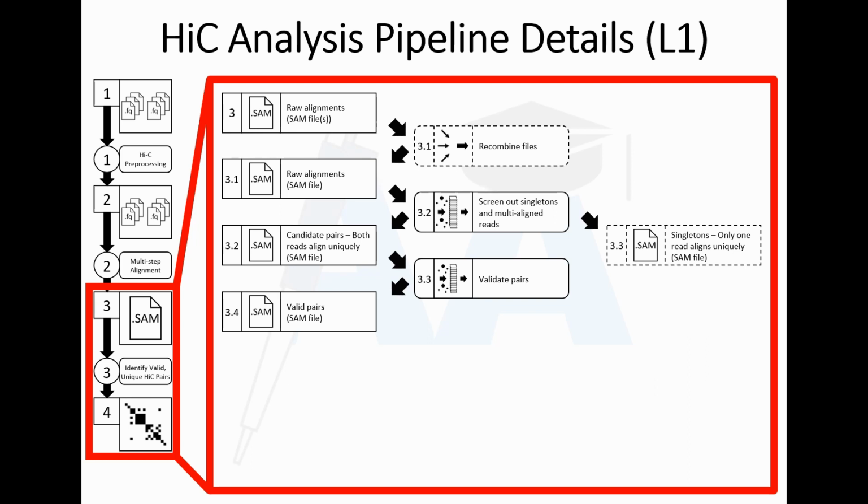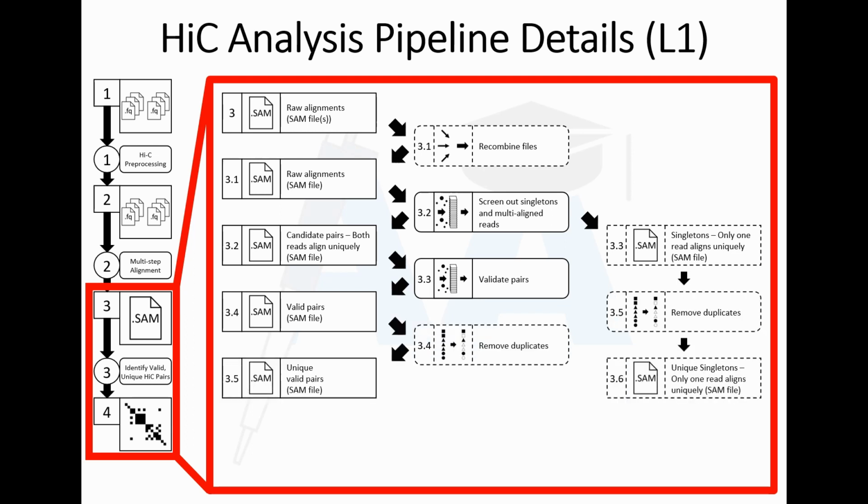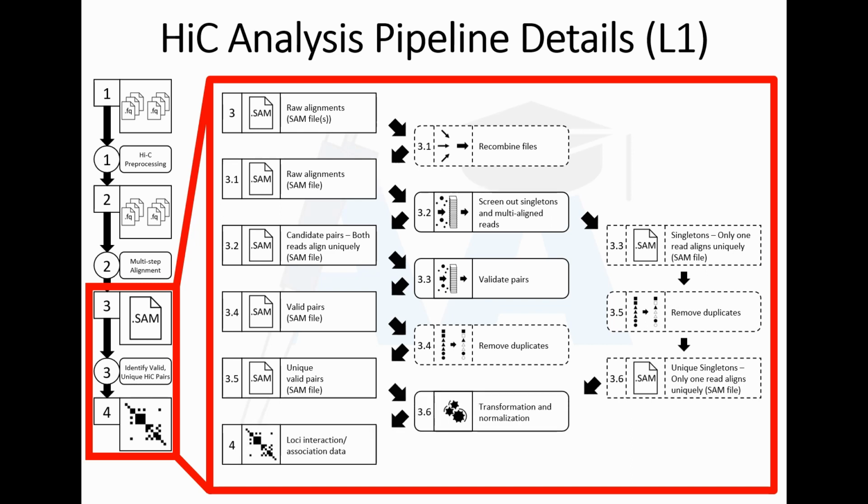Invalid pairs are excluded, leaving behind only the valid pairs. Thirdly, deduplication is performed to remove PCR duplicates. Both the valid pairs and the singletons undergo deduplication. Deduplication isn't always performed though, for reasons we'll touch on later. Finally, the unique valid pairs are transformed and normalized into loci interaction or association data. Some methods use singletons during the normalization process.